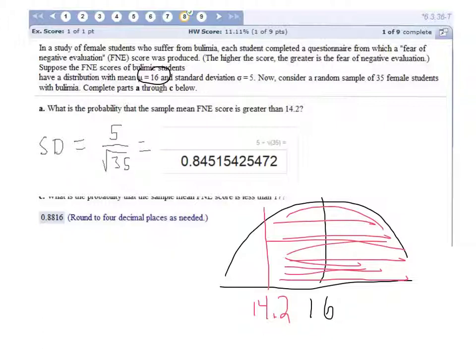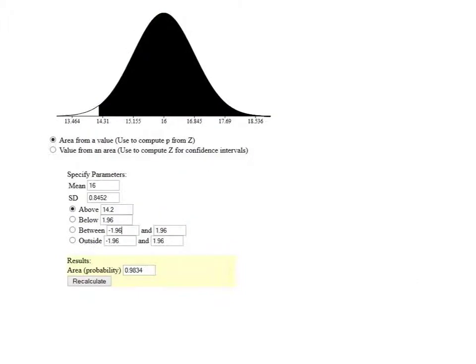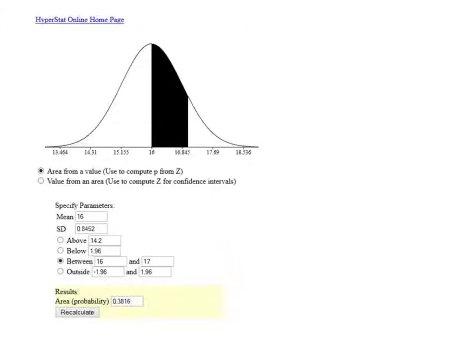Now you can certainly go back and do this with normal standard scores and use that normal curve table, but we can also use calculators here, and that's what I'm encouraging you to use. For that calculator that I linked to, all you have to do is put your mean there and put in your standard deviation there. Notice that this is the calculated standard deviation for the sampling distribution when n is 35. Because I want greater than 14.2, I selected above and typed in my 14.2, and that's the area. That makes sense because here's the mean and here's the 14.2, shaded to the right. That's just like my sketch that I made. So that's that answer.